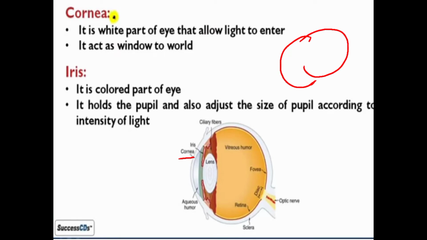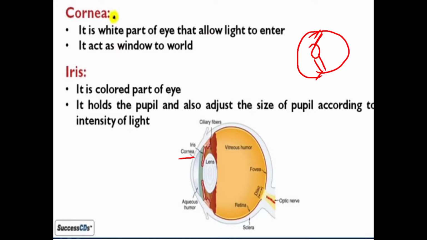Then comes the iris. Iris is the colored part of the eye, and it holds the pupil and also adjusts the size of the pupil according to the intensity of light. As we can see, this is the eye, this bulge part is termed the cornea, here we have the iris, and here we have the pupil.